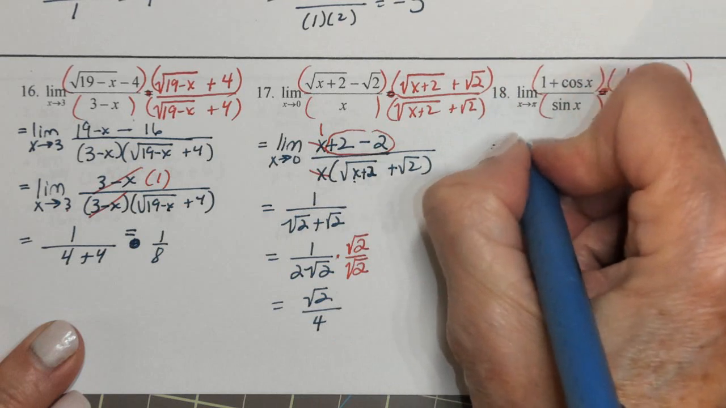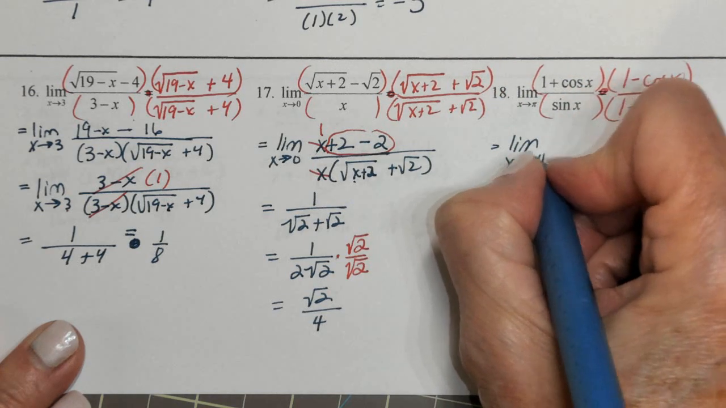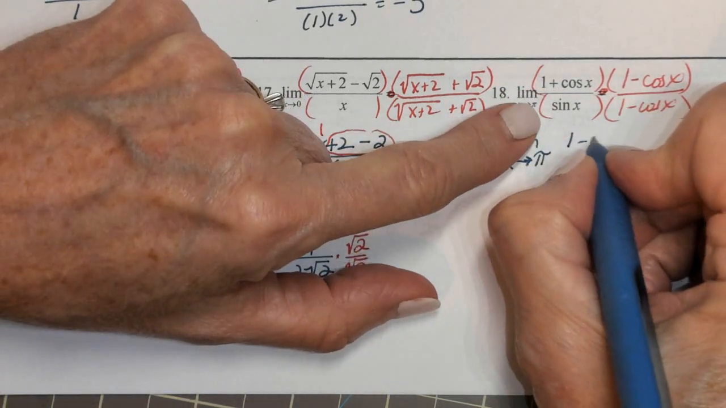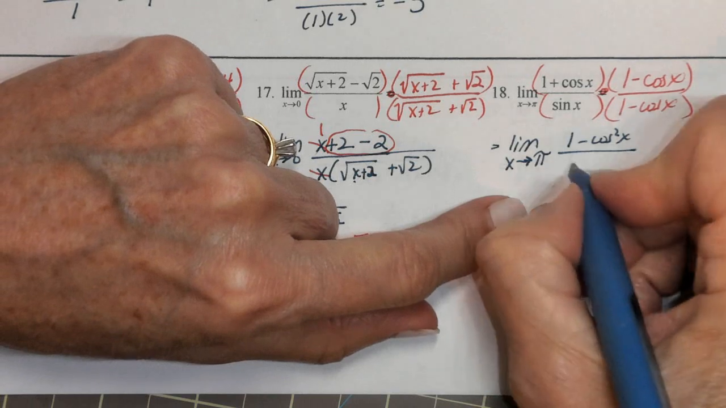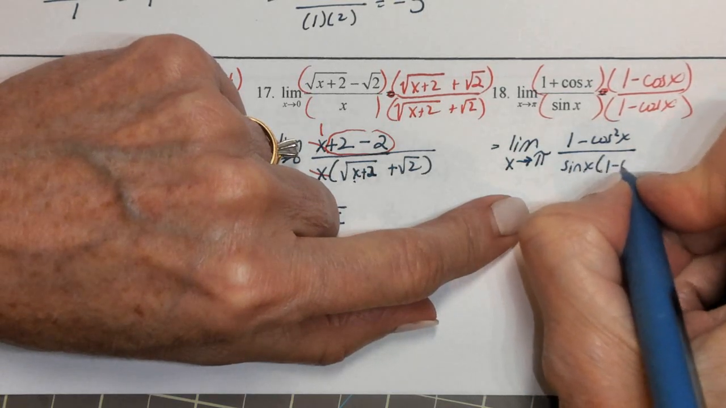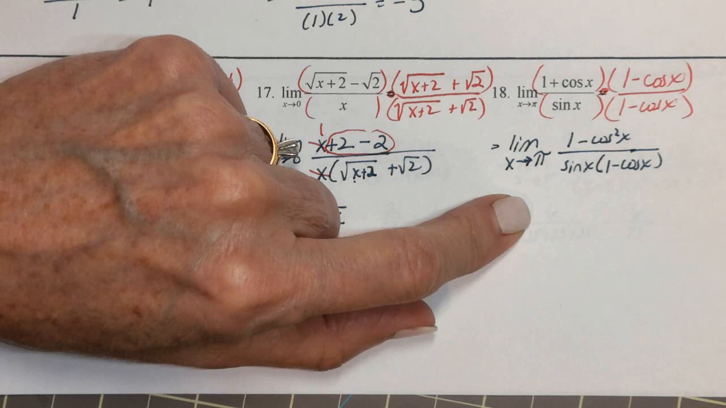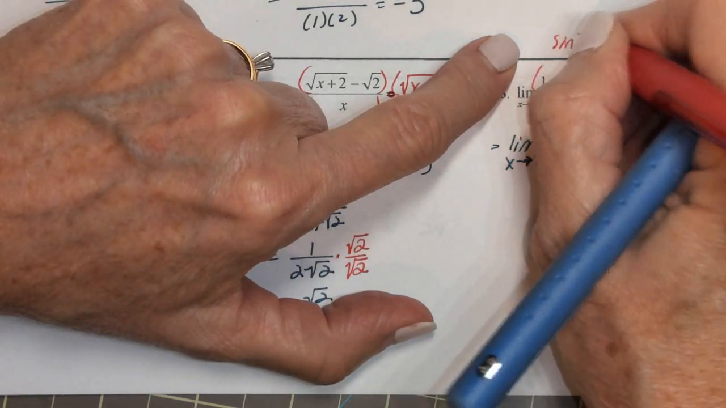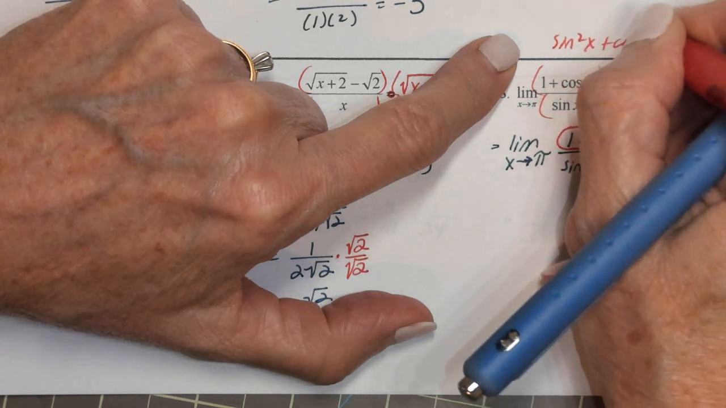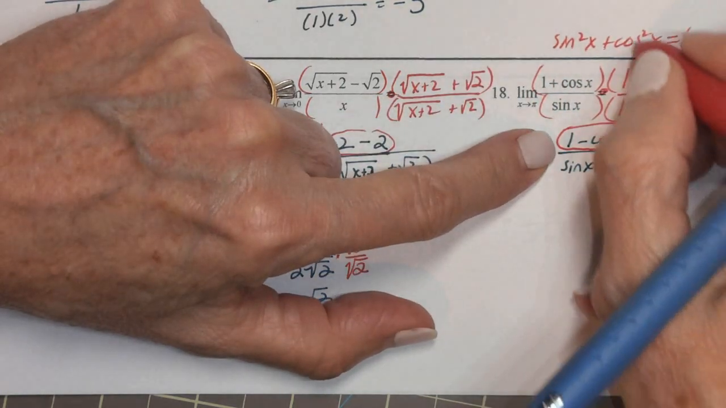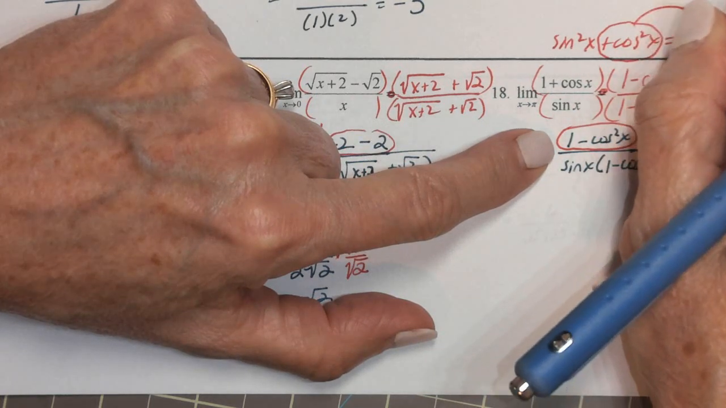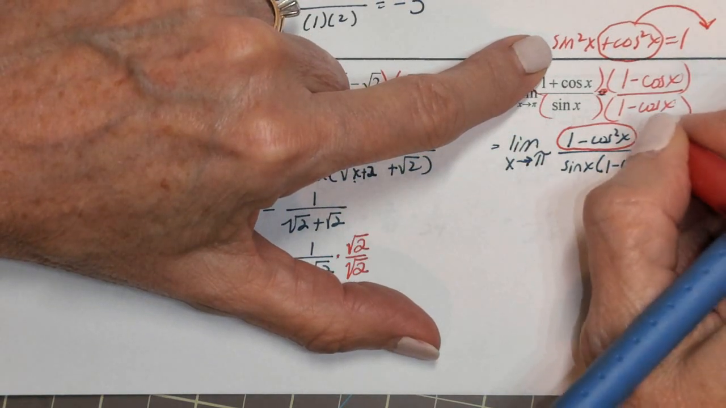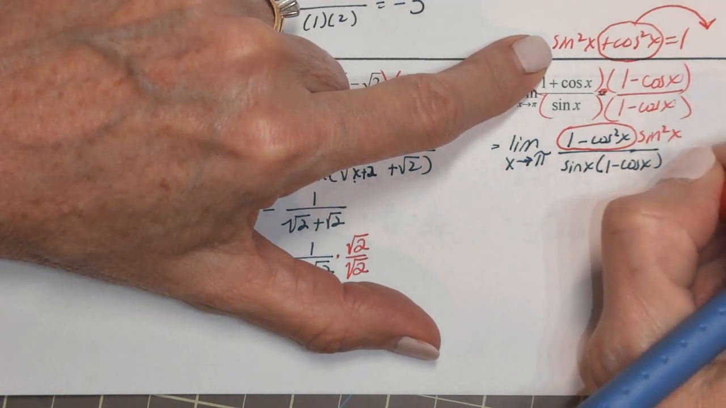And I get the limit as x approaches pi of 1, the middle term zeroes out, minus cosine squared x divided by sine x times 1 minus cosine x. Okay, the Pythagorean identity with sine and cosine. Sine squared x plus cosine squared x is equal to 1. If I move this positive cosine squared to the other side, it'll be 1 minus cosine squared, and that's equal to sine squared. So that is sine squared x.